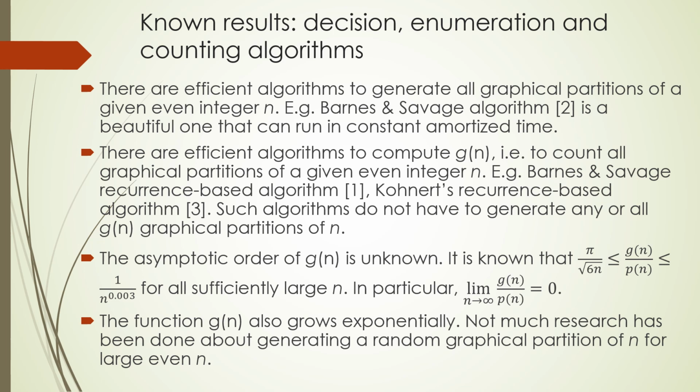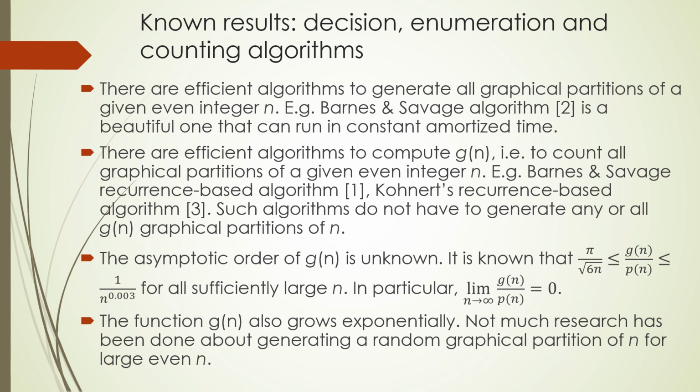So we have talked about how to generate unrestricted partitions, but if we want to generate all just graphical partitions for a given even integer n, there are also algorithms to do that. For example, Barnes and Savage's algorithm. That is a beautiful algorithm that can run in constant amortized time, a very beautiful algorithm.